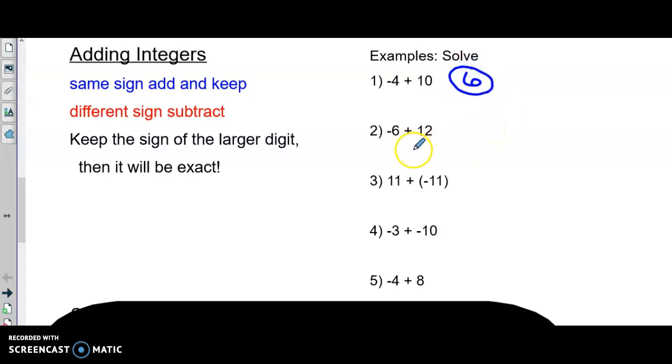Let's take a look at number 2. Different signs, subtract. So we have a -6 and a +12. We have two different signs, so we're going to subtract. 12 minus 6 equals 6. And again, keep the sign of the larger digit, then it will be exact. So 12 is larger than 6. 12 is positive, so our answer again is going to be +6. Number 3.